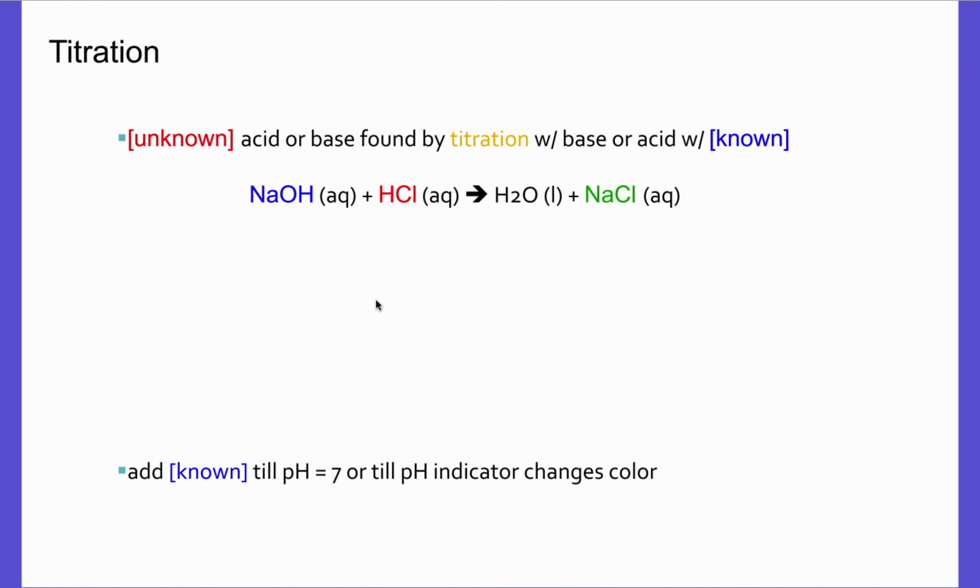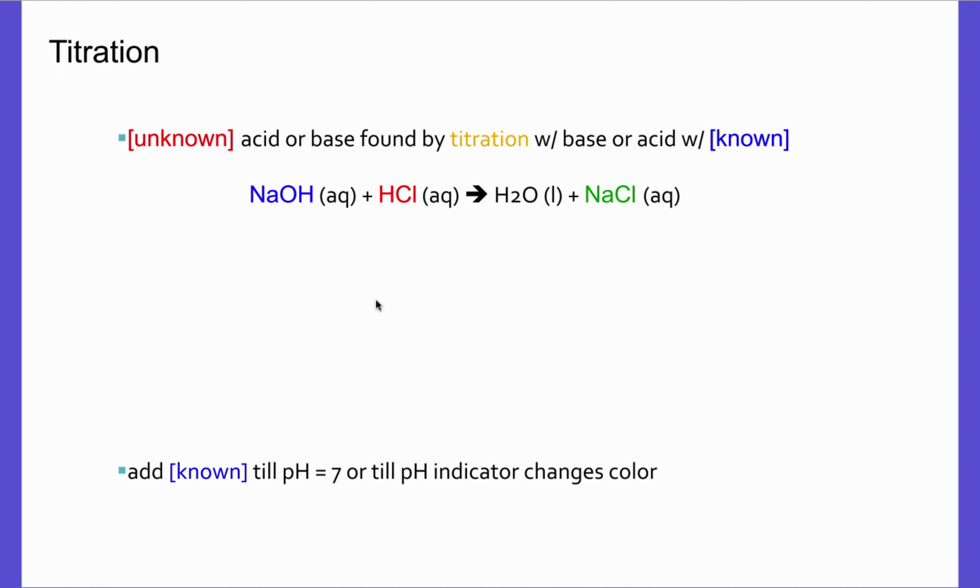So I have to have something that I know, right? In this case, and typically it would be that sodium hydroxide, right? I know the concentration of the sodium hydroxide. What I don't know is the concentration of the hydrochloric acid. So I'm going to use a standard solution, a sodium hydroxide solution, to find out what concentration of acid I have. So all I'm going to do is add that base to my acid until my solution is neutral, right?